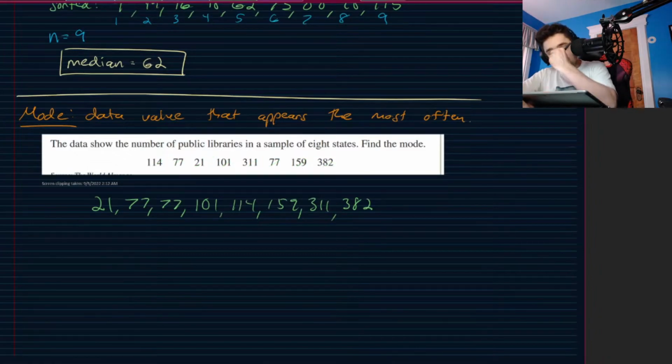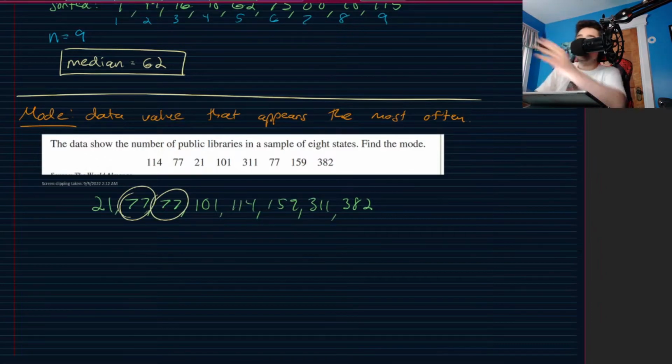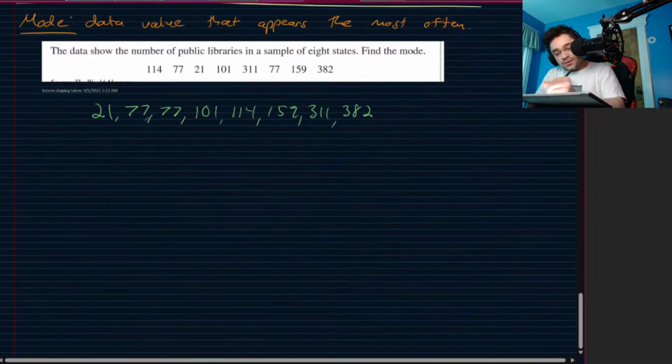And so I do see one that appears twice, namely 77. Nothing else appears twice because if something else appeared more than once, since it's now sorted, we would get it repeated back to back, but that doesn't happen anywhere, only at 77. So in this case, the mode is 77.